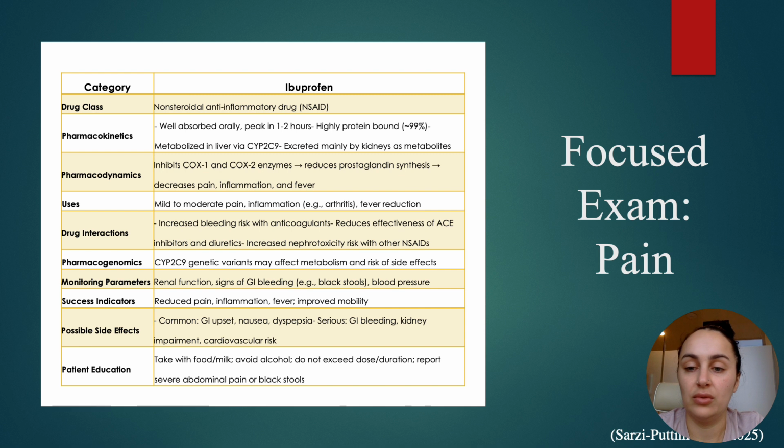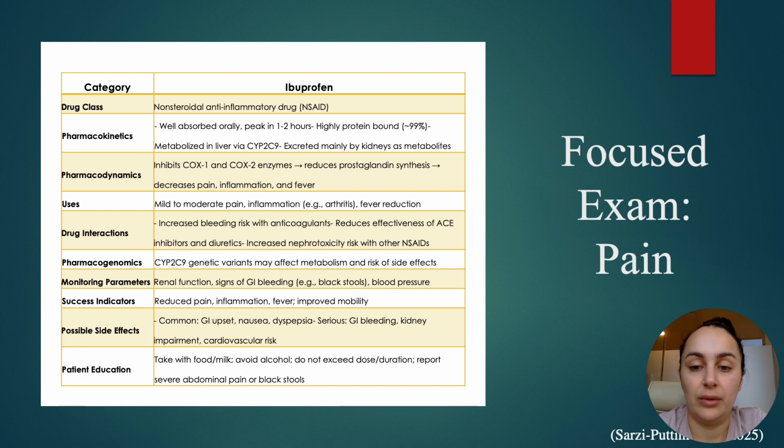Patients should be aware of potential drug interactions, including increased bleeding risk when taken with anticoagulants, reduced effectiveness of some blood pressure medications like ACE inhibitors and diuretics, and heightened risk of kidney damage when combined with other NSAIDs. Monitoring should include kidney function, blood pressure, and signs of gastrointestinal bleeding, such as black stools or abdominal pain.